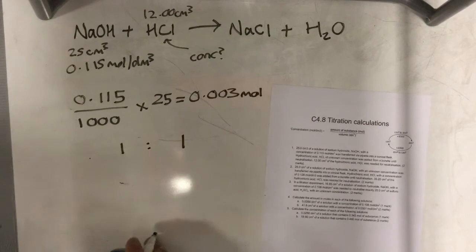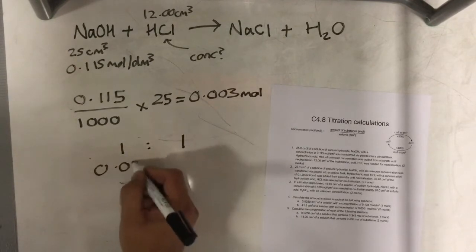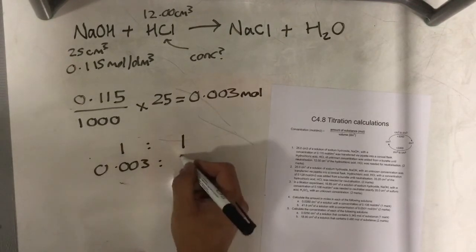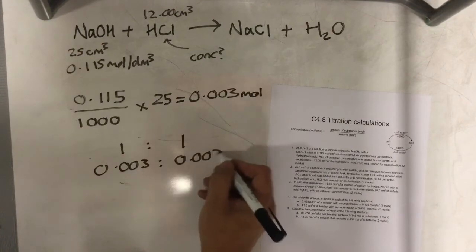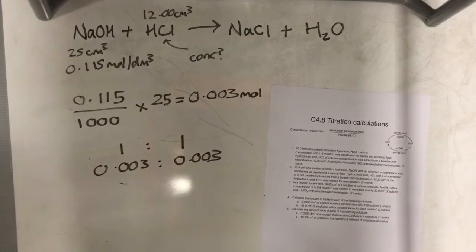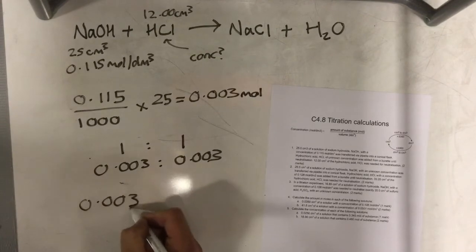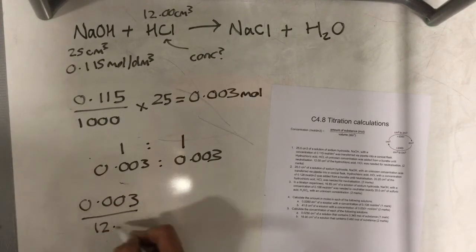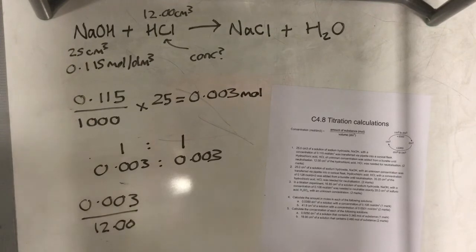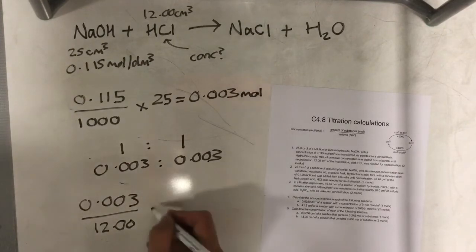Now, the next thing I need to think about is the fact that the sodium hydroxide and the hydrochloric acid react together in a 1-to-1 ratio. So 1 mole reacts with 1 mole, and in that case 0.003 moles reacts with 0.003 moles. And now I can use that piece of information to work out how many moles were actually in my 12 centimetres cubed of acid.